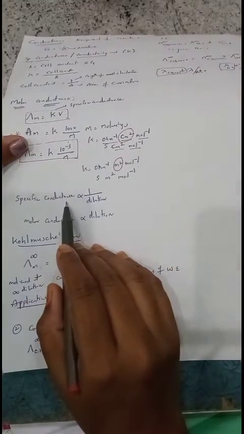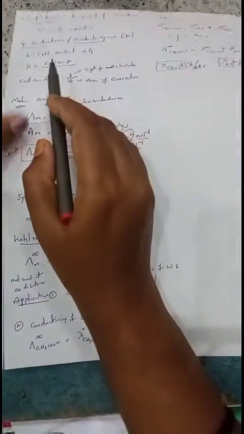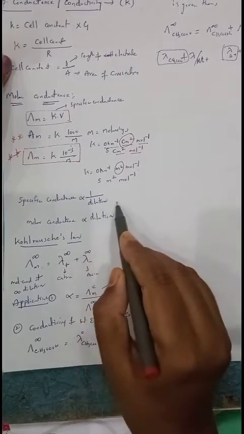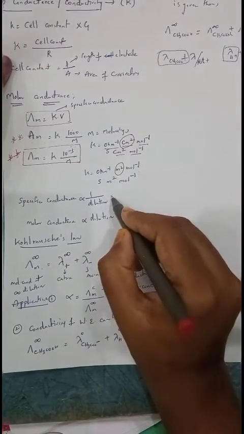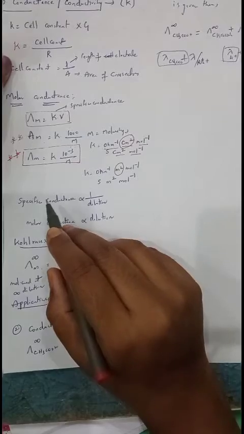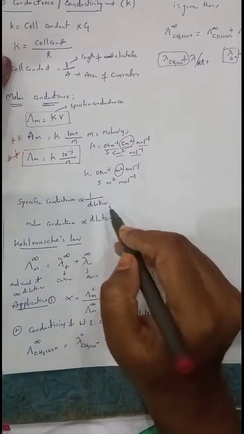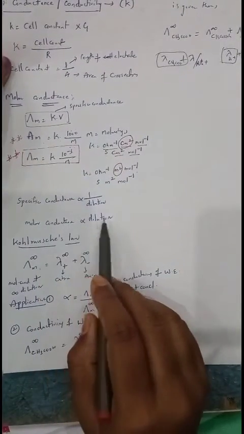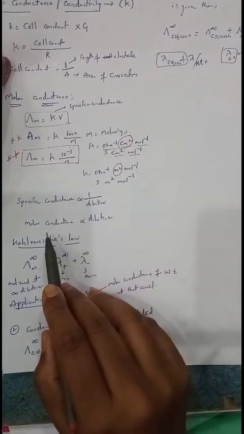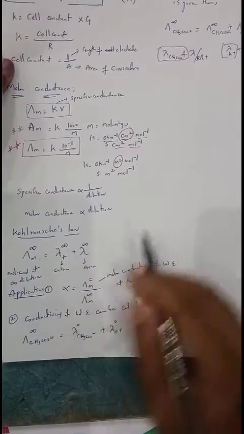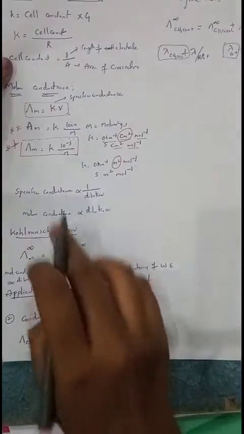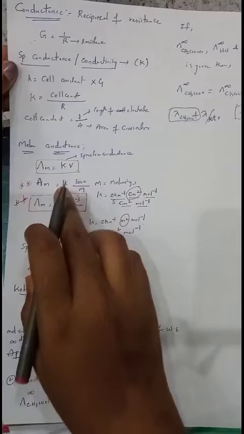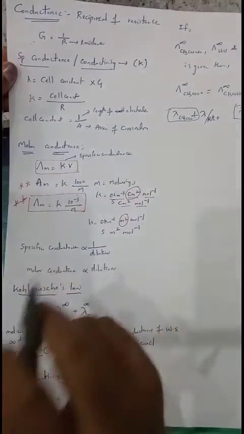Next one, specific conductance, which we already know is indicated by K. Specific conductance is inversely proportional to dilution. That means whenever dilution increases, specific conductance decreases. So specific conductance will be more when dilution is less. Whereas molar conductance is directly proportional to dilution. Remember these two relationships also. That is about the conductance formulas, specific conductance and molar conductance. Molar conductance is very important.